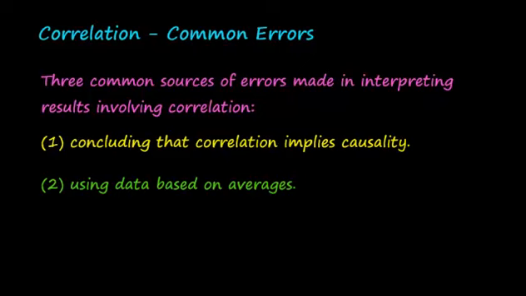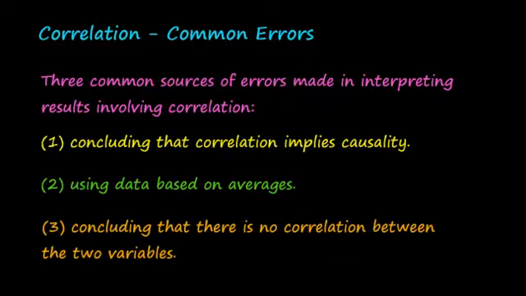And finally, concluding that there's no correlation between two variables. Recall that our test will only be to determine if there's a linear correlation. So if we find no linear correlation, we can't conclude that there's no relationship between the variables, because there could be something other than a linear correlation. So we'll be careful to conclude that there is no linear correlation.